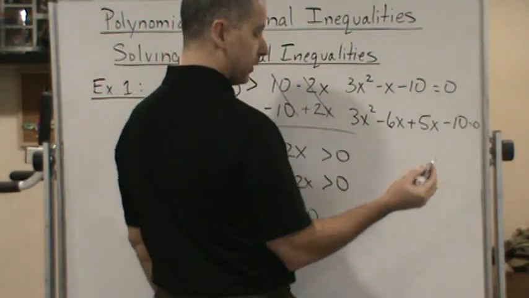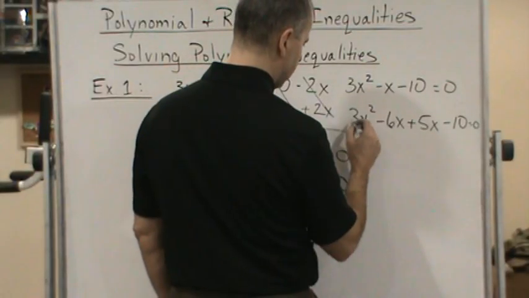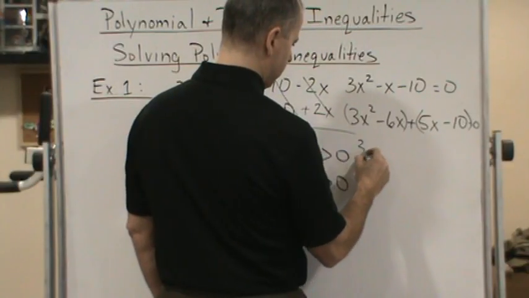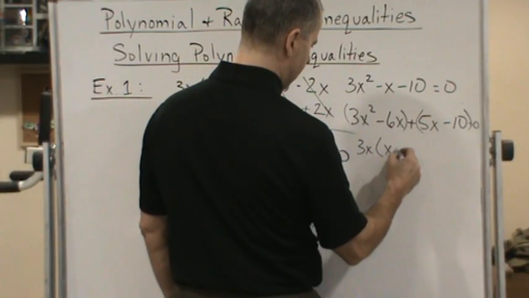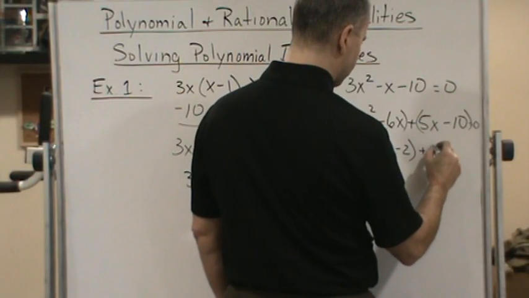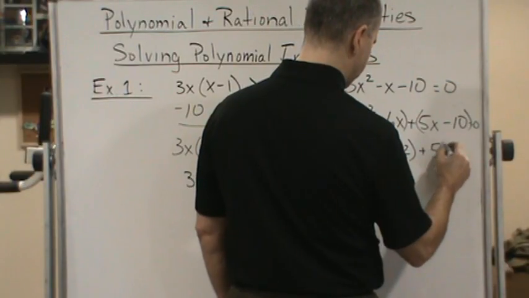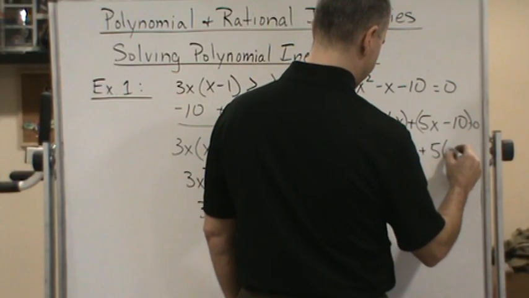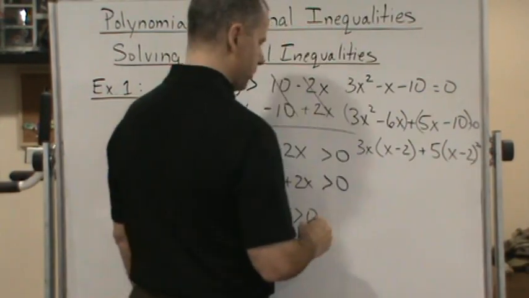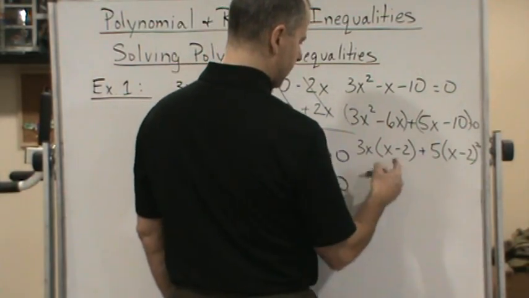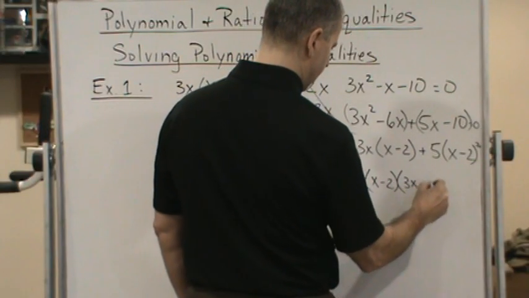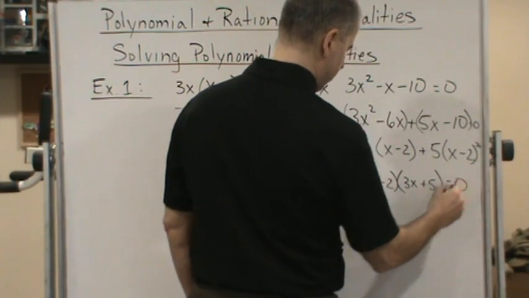Now we're going to factor by grouping. So I'm going to group these two and I'm going to group these two. So this is going to be 3x times x minus 2 plus 5 times x minus 2 is equal to 0. And now I've got the common factor x minus 2, so I'm going to factor that out, and I'm left with that.